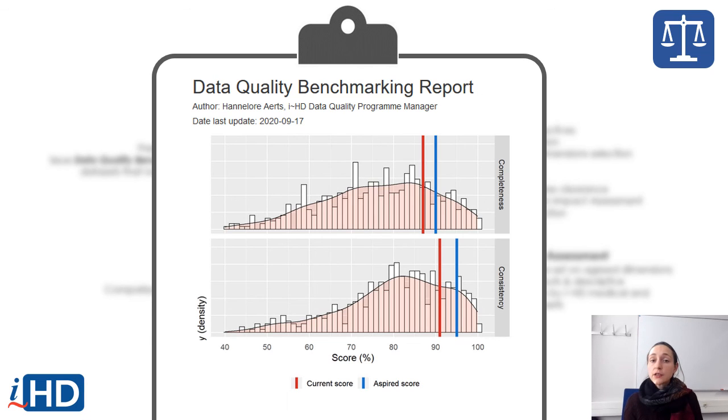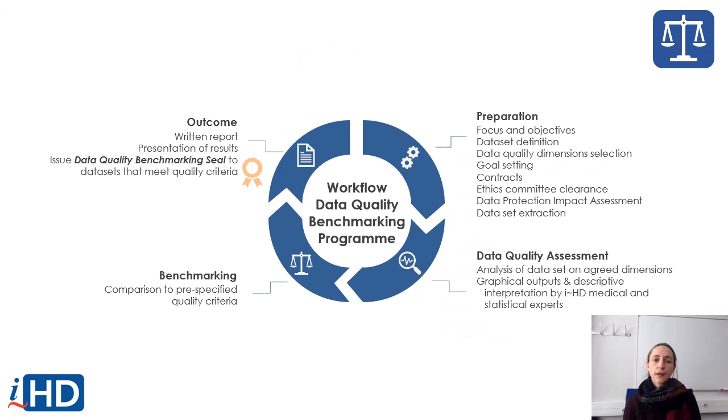For example, these figures show the distribution of data quality results per dimension, so the first one of completeness, the second one of consistency, where the aspired score is marked in blue and the dataset's current score is shown in red. The outcome of this program is then a report representing the results, and when the dataset meets the quality criteria that have been pre-specified, a data quality benchmarking seal is awarded.